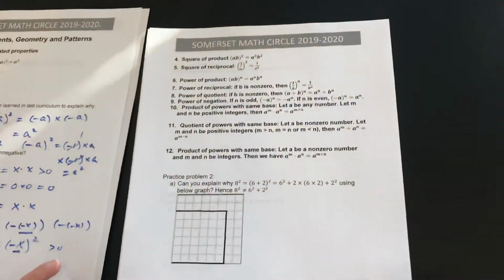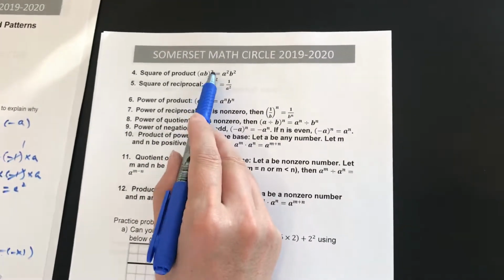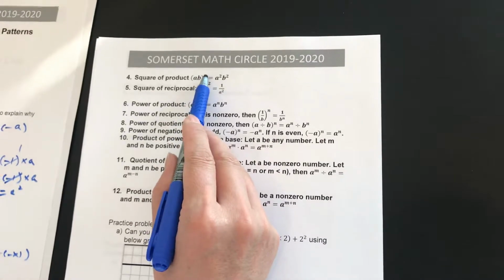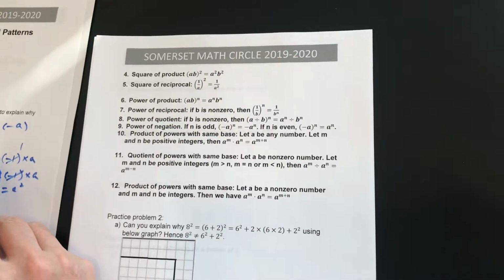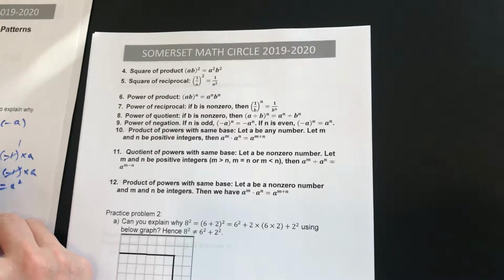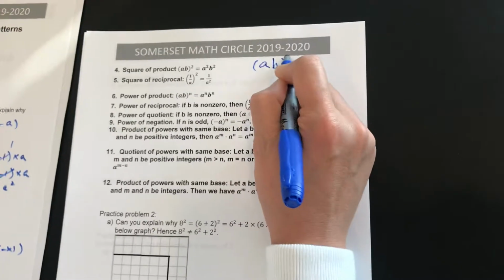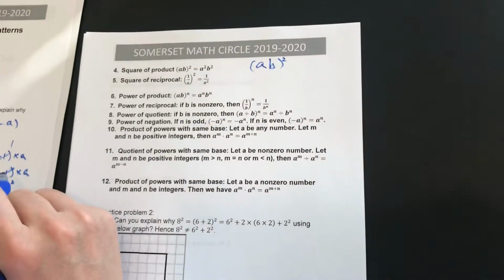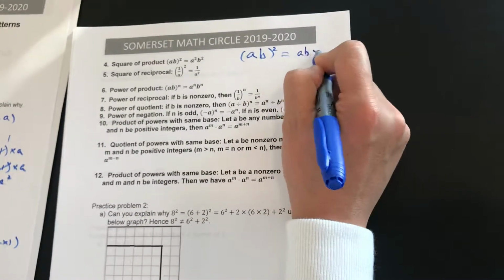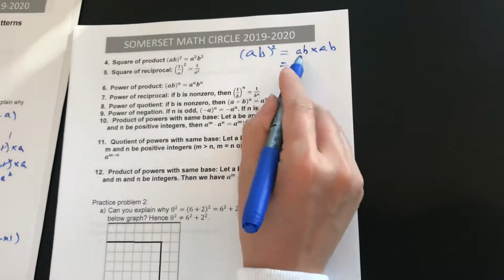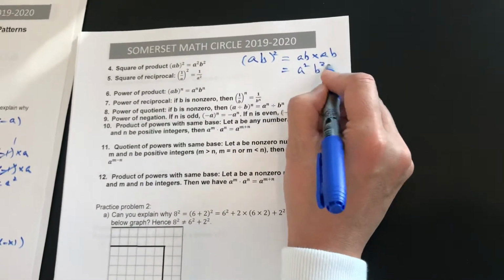Property number 4, square of product. A multiply b bracket square equals a to the square multiply b to the square. So students need to be very careful about where the bracket is. So a, b, bracket square, this square acts on both numbers. So by definition, this is ab multiply ab. Therefore, you have two a's multiplying together. You have two b's multiplying together.